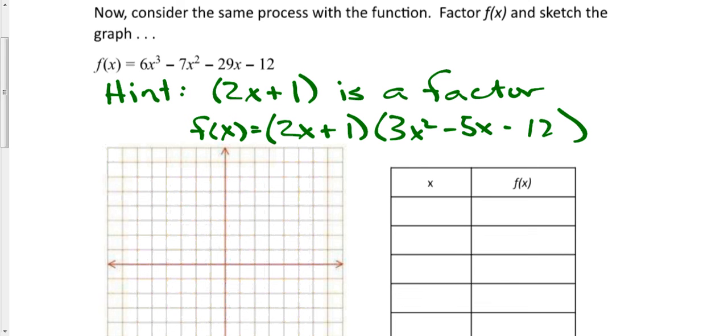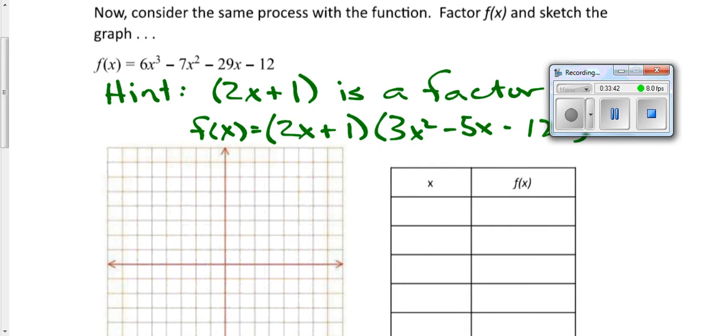Factor this completely. We've done the first step to factoring, right? With our hints. But can I factor this any further? Look, and then you'll get the answer. Can I factor this any further? Okay, factor that, and then use your factors to figure out what the graph looks like. Right? You can.